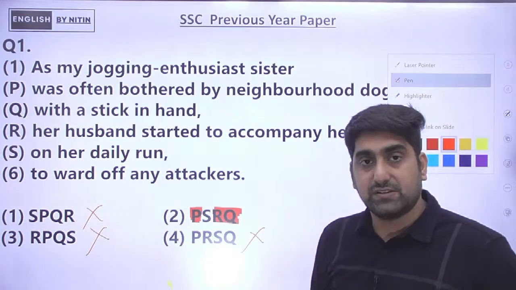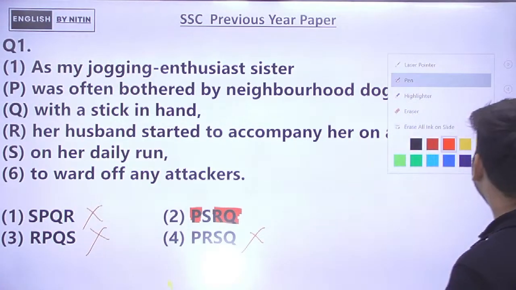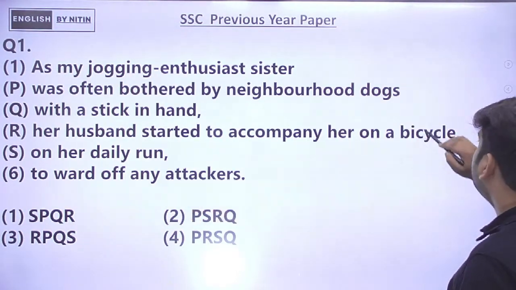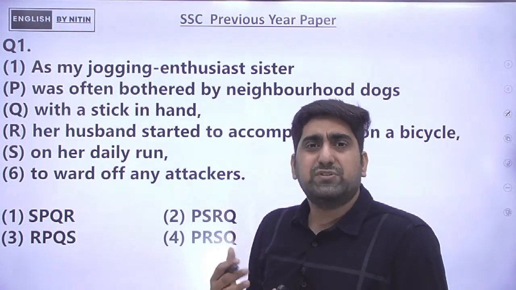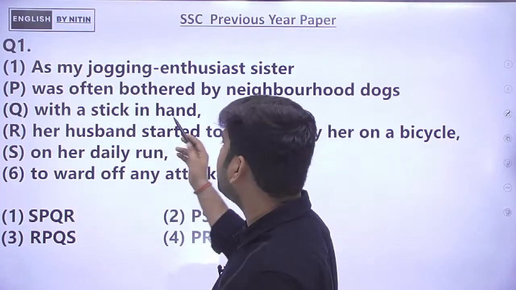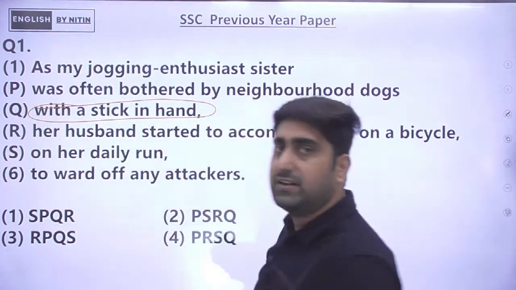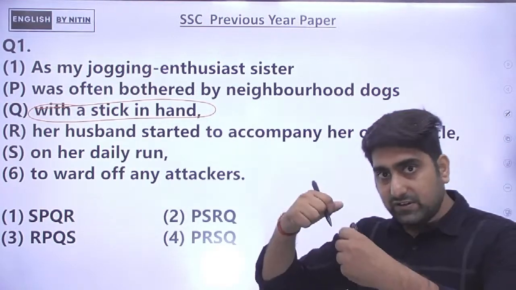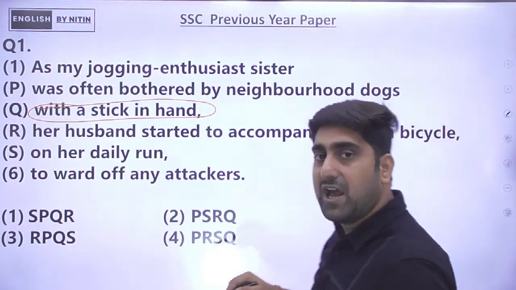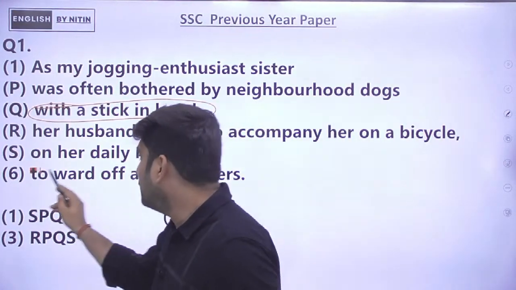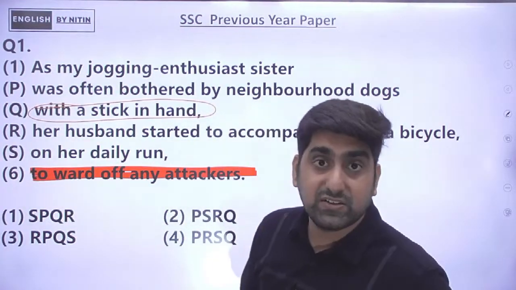And if you ask me, sir, do we have any quickest or shortest way to eliminate the options? Yes, definitely we do. What you need to understand is the prepositional phrase. So the prepositional phrase here is "with a stick in hand." With a stick in hand suggests that you are having a stick with a specific purpose, and the purpose behind having a stick in the hand is to ward off the attackers. That means Q will be the last sequence.